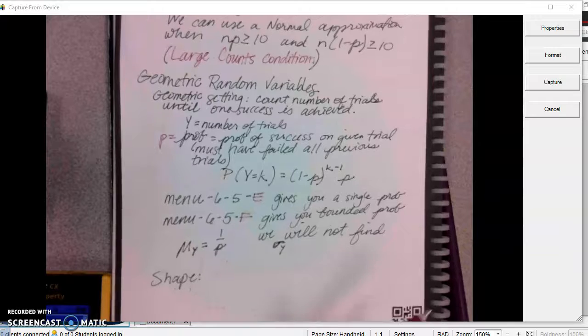Okay. To find the mean of your random variable Y, it's just 1 divided by the probability. And what we will not be doing in here is finding the standard deviation of geometric probability distributions, just because it's beyond the scope of this course.